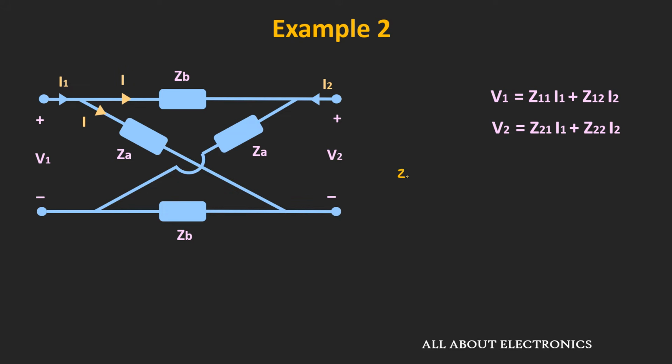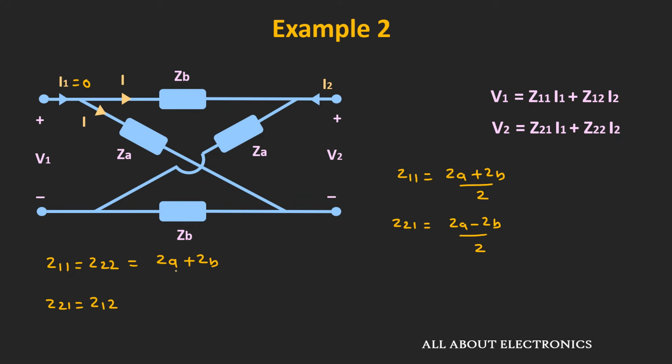So in this way we got the value of Z11 as ZA plus ZB by 2 and the value of Z21 as ZA minus ZB divided by 2. Similarly, by considering this current I1 as 0, we can find the value of Z12 and Z22. But if you observe the circuit, this circuit is symmetrical as well as reciprocal. That means here Z11 is equal to Z22 and Z21 is equal to Z12. So from this we can say that Z11 and Z22 are equal to ZA plus ZB divided by 2, while Z21 and Z12 are ZA minus ZB divided by 2.